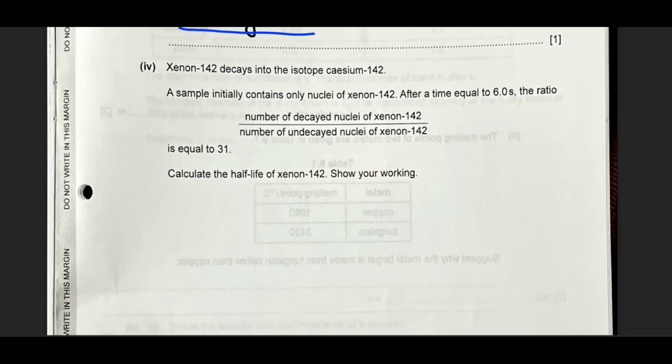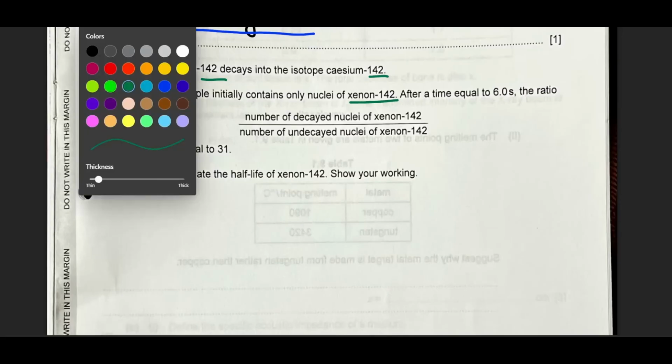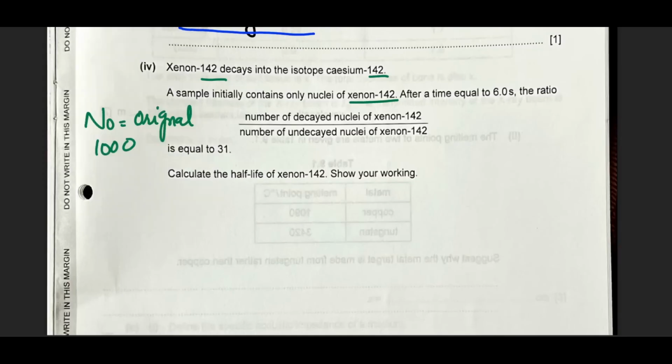Next we have, he says that xenon decays to become an isotope of cesium 142. He says the sample initially contains only this one. So let's say that the original or the standard number of atoms is this. N naught is the original atoms. Let's say that these were 1000 atoms. Okay. All right. He says they decay to become cesium. After a time of 6 seconds, the ratio becomes 31.